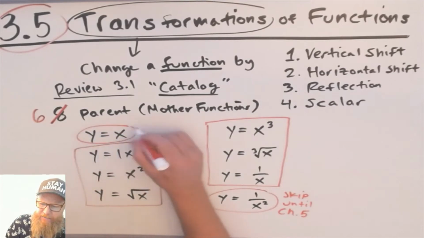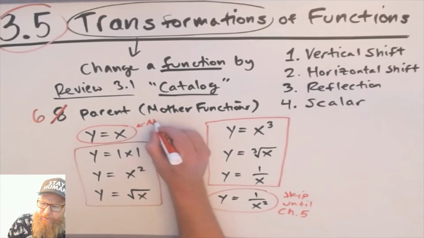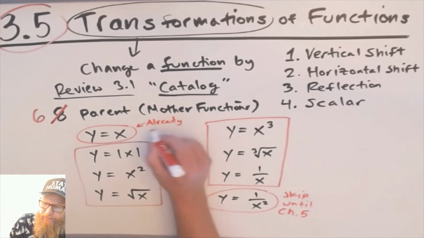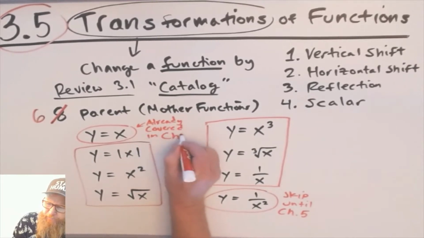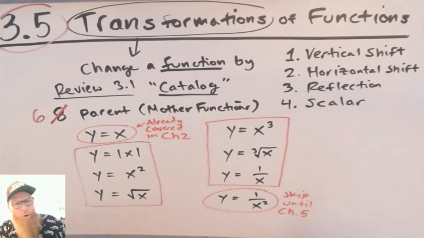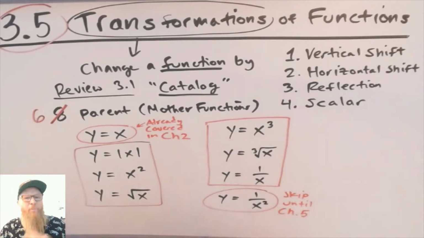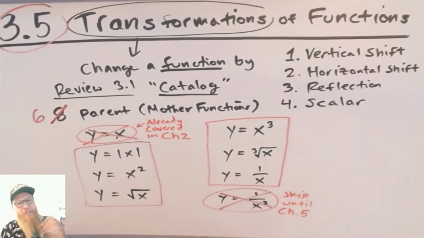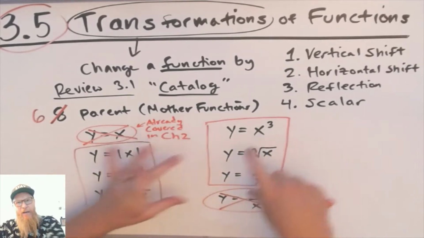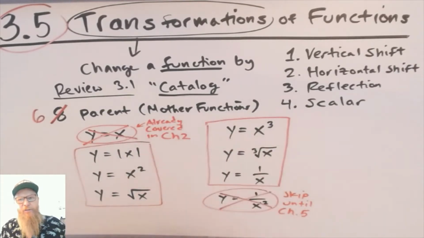The identity function was already covered in chapter 2. All of those word problems that we did, all of the graphs, the slope, the y-intercept, all of that stuff was already covered. So we're going to go ahead and omit those for today, and we'll just talk about these 6 mother functions that you need to know.